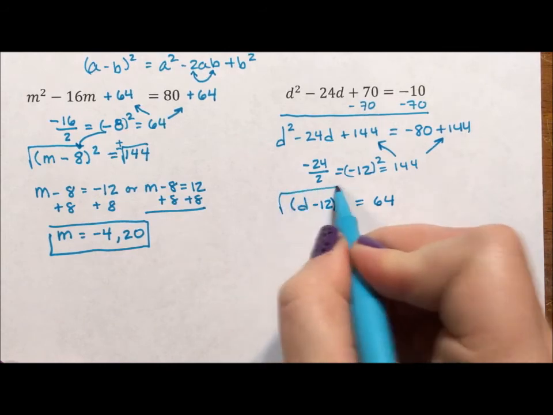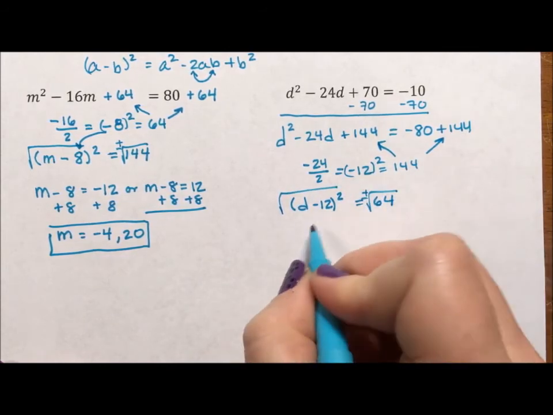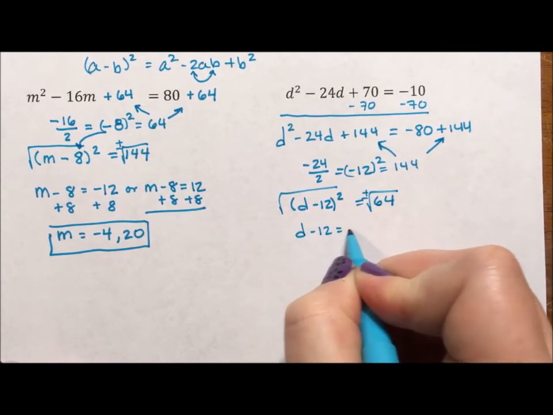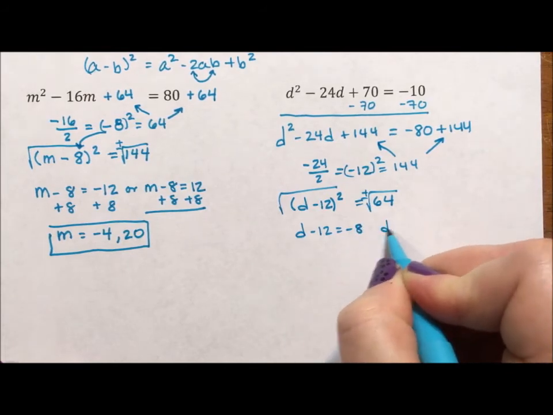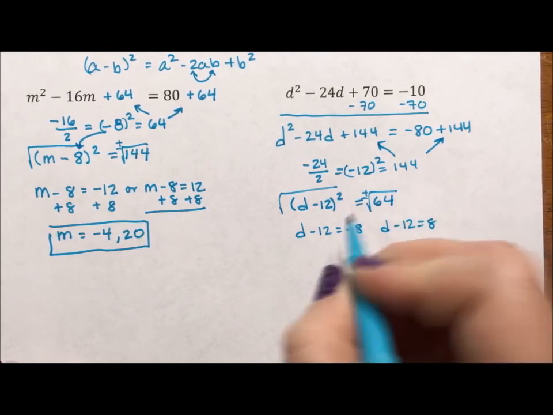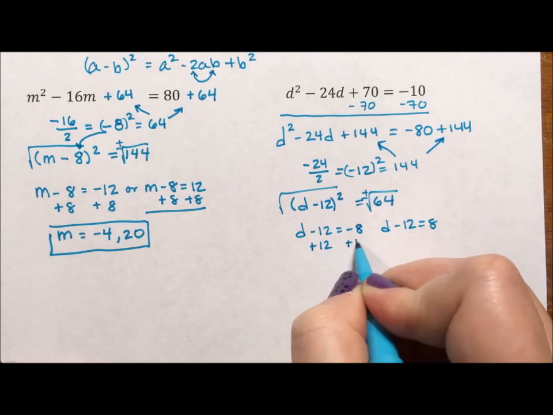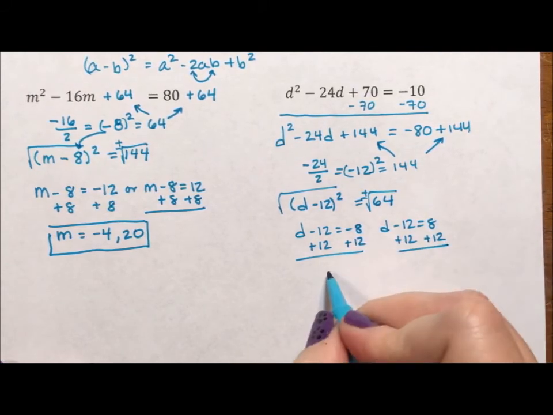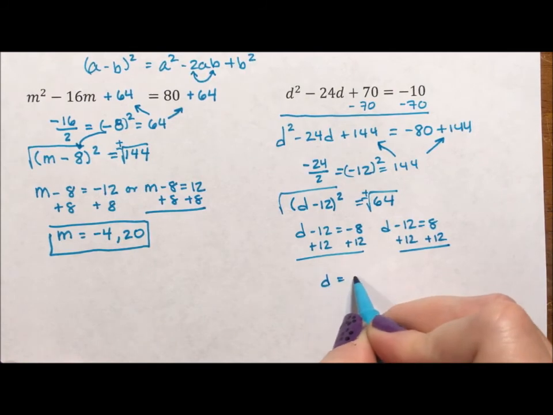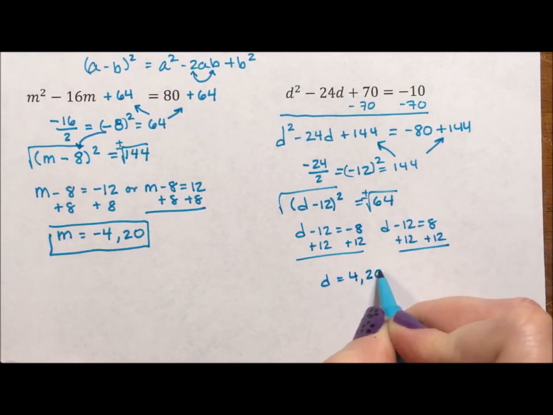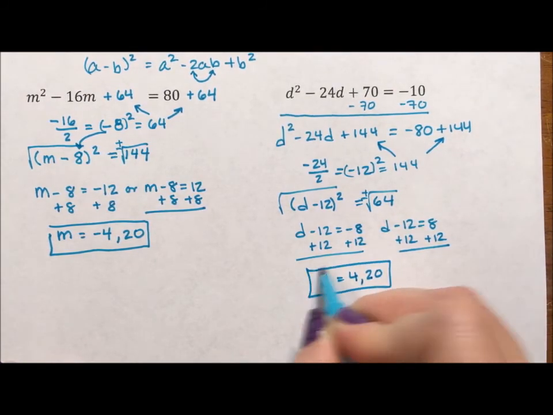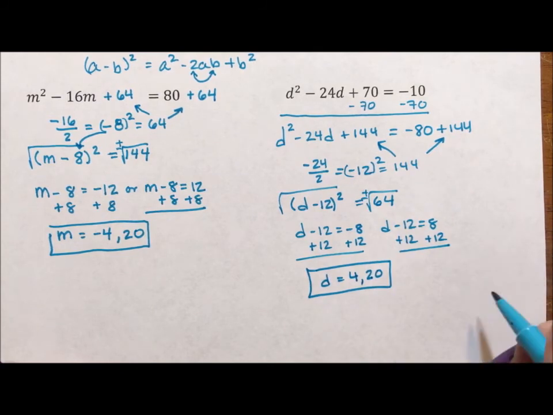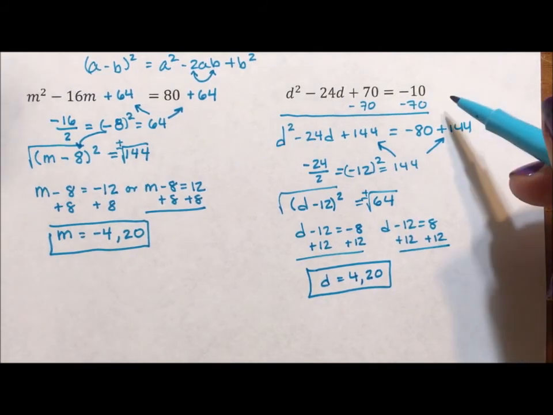I'm going to square root both sides with a plus or minus so that I have d minus 12 equals negative 8, or d minus 12 equals positive 8. I'm going to add the 12 so that d is equal to 4 or 20. Similar problems, but very different looking setups.